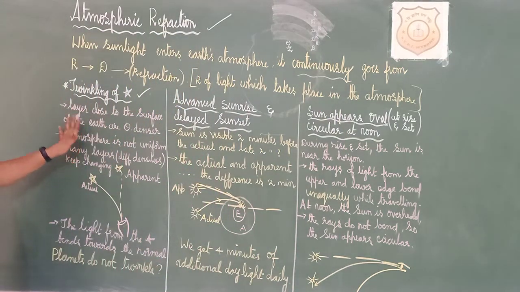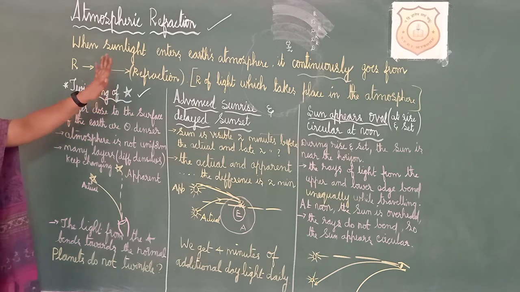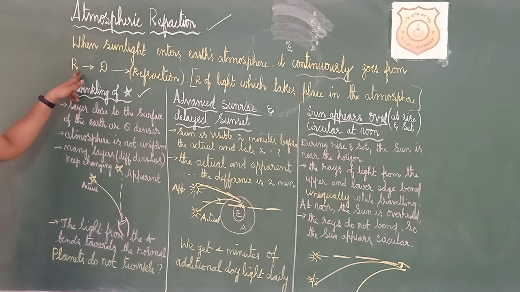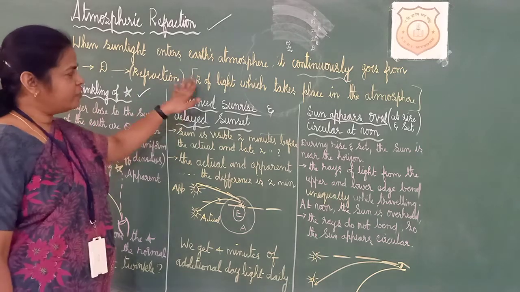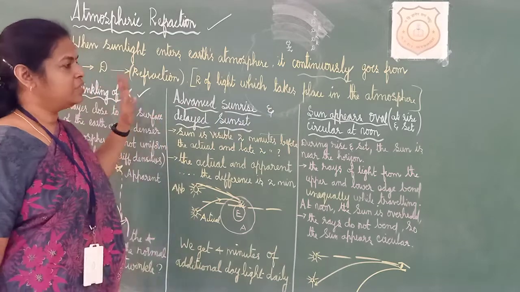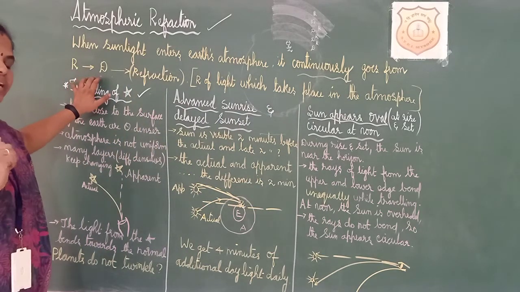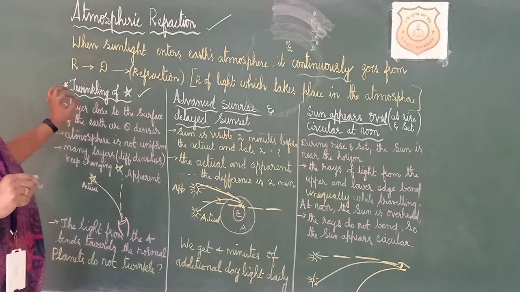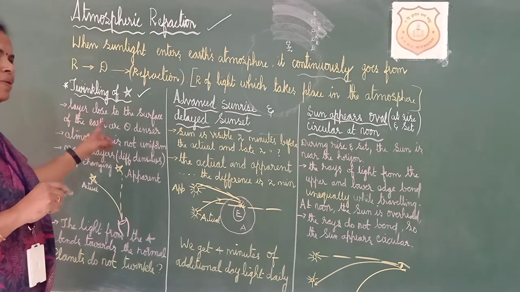So if they ask this, you will write the definition: when sunlight enters Earth's atmosphere, it continuously goes from rarer medium to denser medium, and that is called refraction. That means refraction of light which takes place in the atmosphere is called atmospheric refraction. Three examples you can give. First one is twinkling of star. In case they ask how twinkling of star happens, immediately you should give the first point: it is due to atmospheric refraction. Clear? It is due to atmospheric refraction.